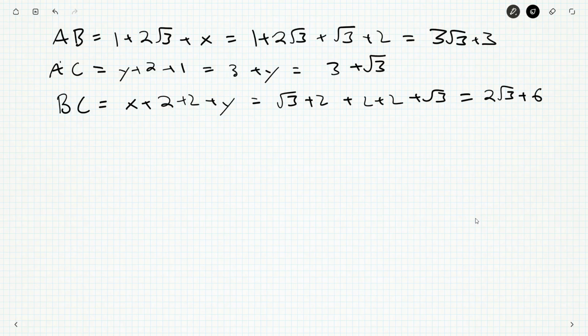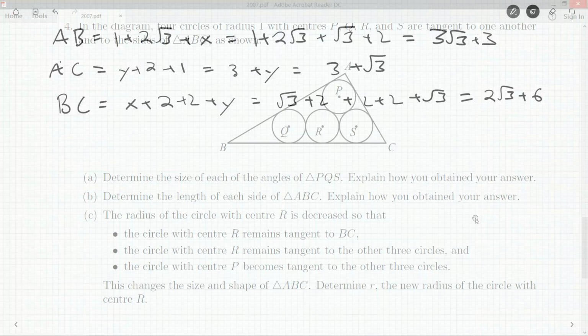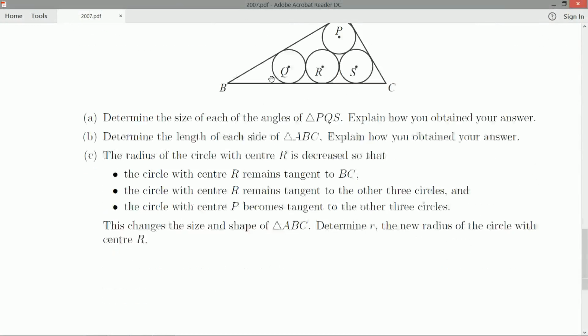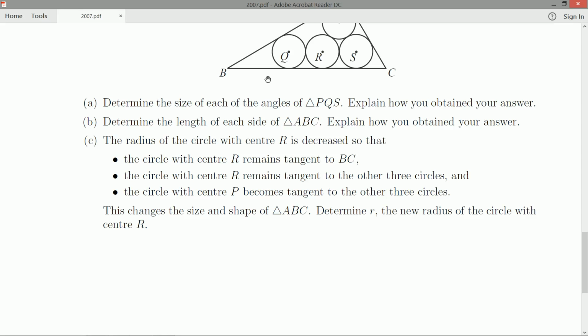Okay, and we can double check. Yes, twice AC is BC, so it all works out. And that's all we needed to show for B part. Determine the side length of each side, and I definitely explained how I got my answer. I don't think you needed to go back and justify the similarity of ABC other than by saying parallel lines. I think that's clear.